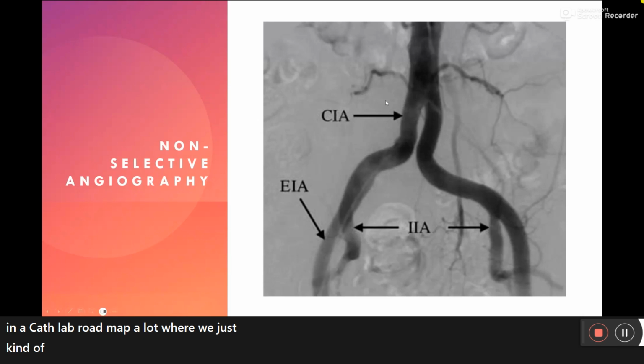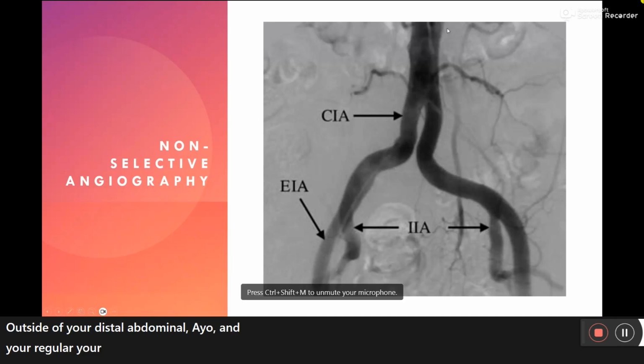Outside of your distal abdominal aorta and your mid-abdominal aorta, everything else is going to be selective. Once you get your catheter hooked over this common iliac arch, you're now selective. You move it down to your external iliac, you're selective. So they're going to charge for a placement here, and everywhere else they go is another charge. So make sure you're familiar with this anatomy.